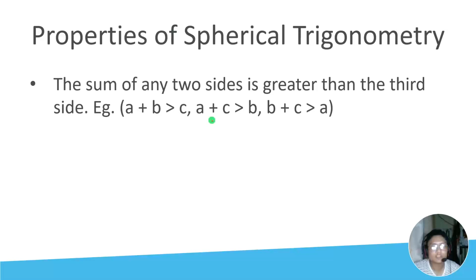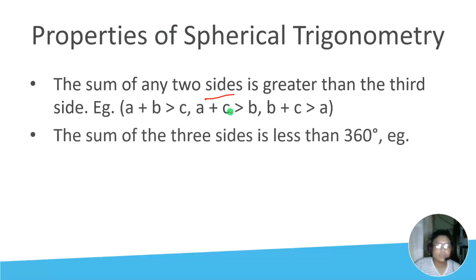The sum of any two sides is greater than the third side. So, we're talking here about the sides of a spherical triangle. When you add two sides of a spherical triangle, the sum should be greater than the other side. Also, when you add the three sides of a spherical triangle, it should be less than 360 degrees. Therefore, the sum of the sides of a spherical triangle should be within the values of 0 degrees to 360 degrees.